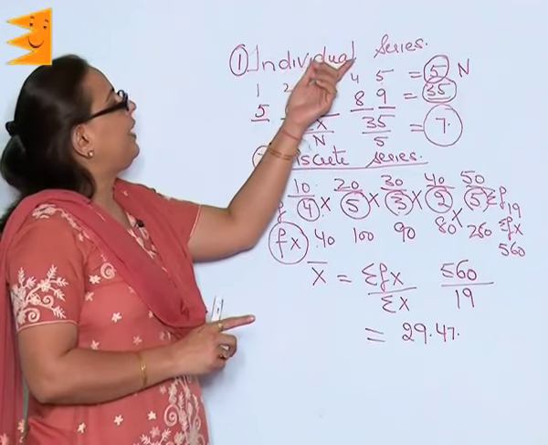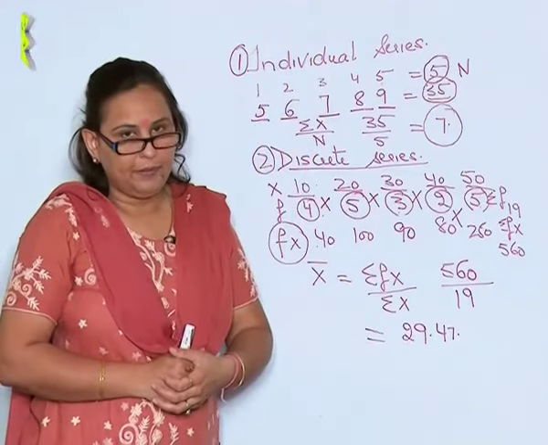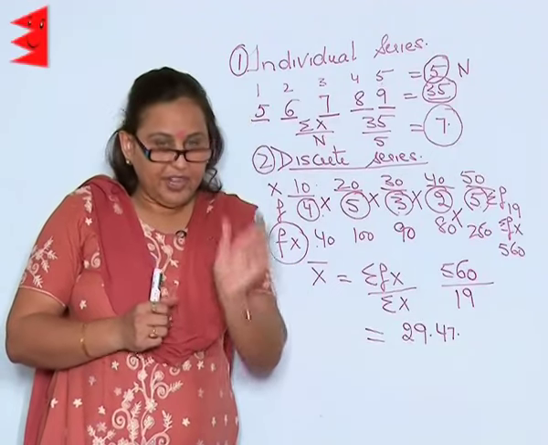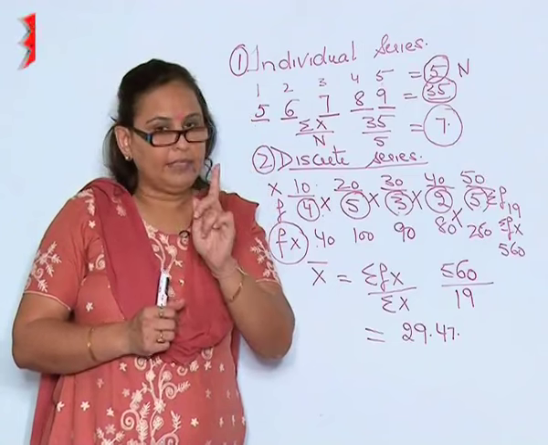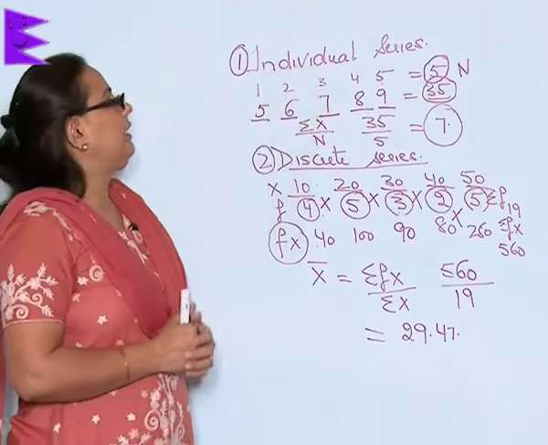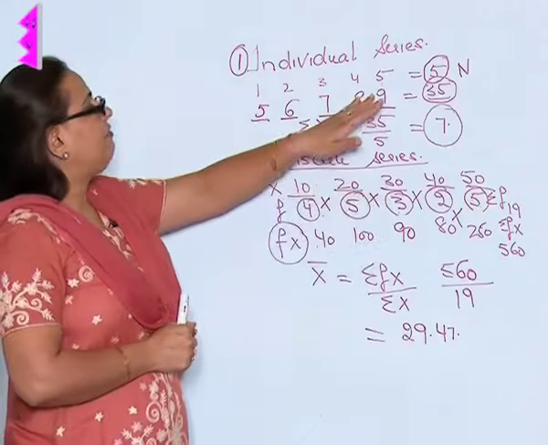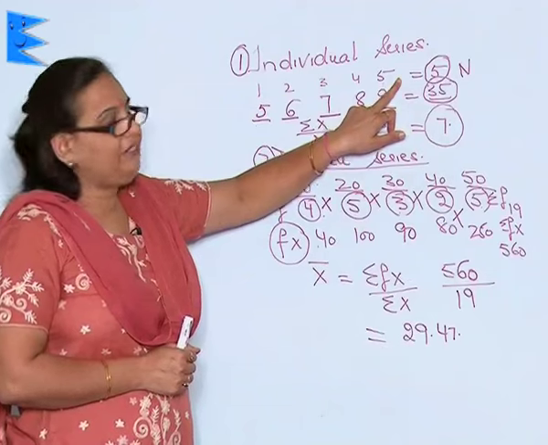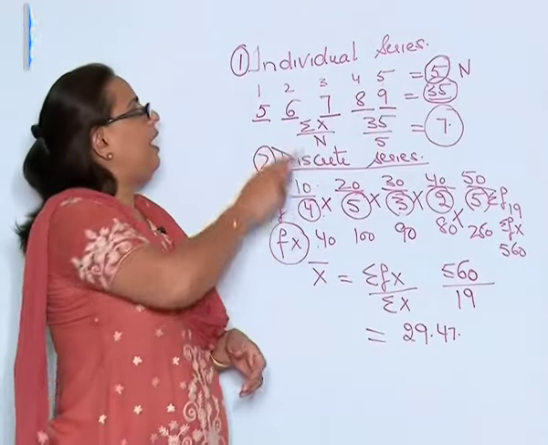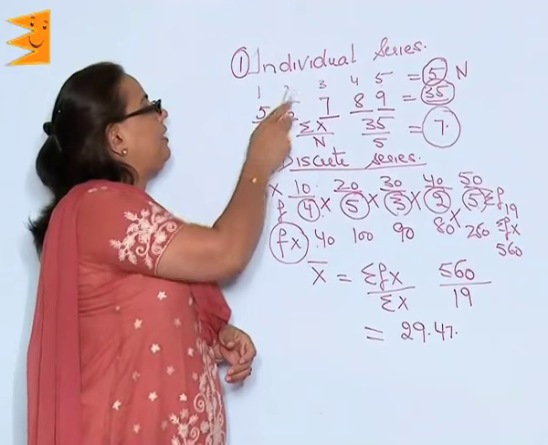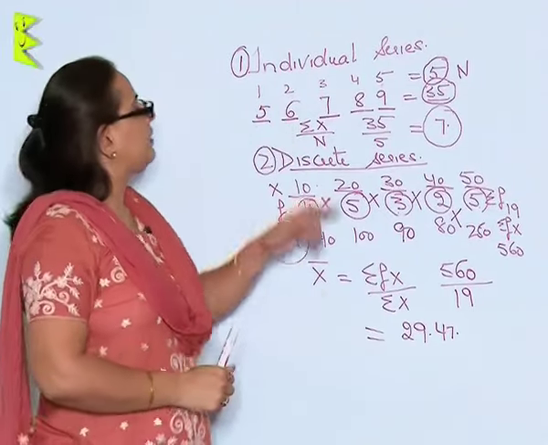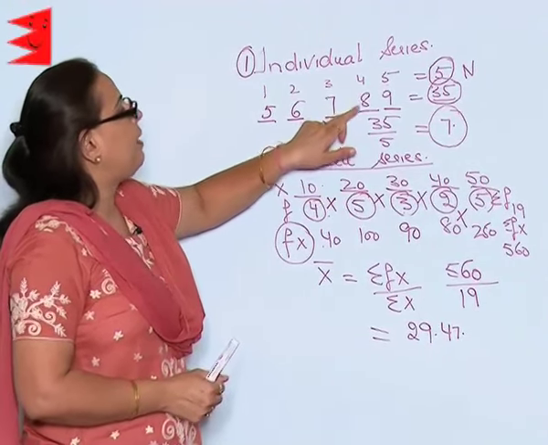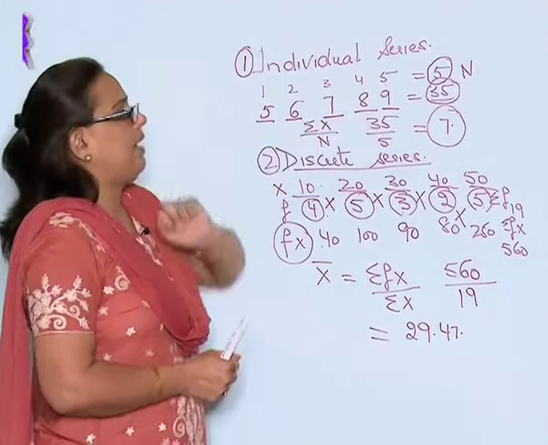The first of its kind is the individual series of the mean. The individual, as the word suggests, means the frequency which occurs is only once, and thus it is an individual series. For example, there are 5 students in a class, so the number of observations is 5, and the marks secured by them are: the first student gets 5 marks, the second gets 6, the third gets 7, the fourth gets 8 and the fifth student gets 9 marks.